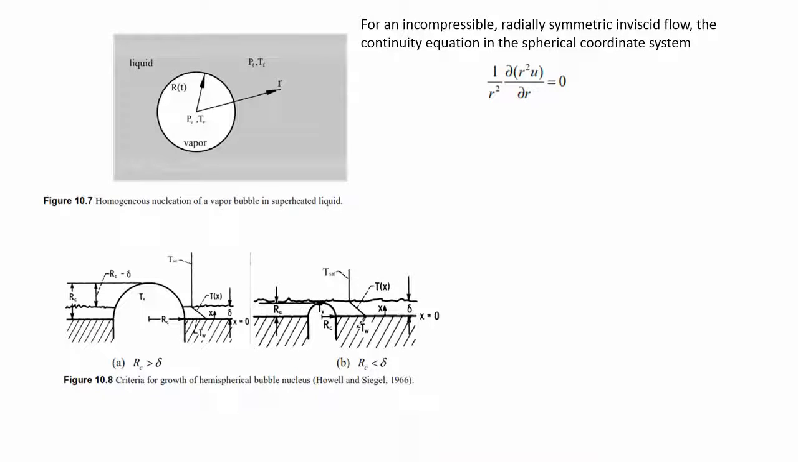So, Howell and Siegel, if you look at figure number 10.8, they examined how the bubble from a single nucleation site of known diameter grows. This nucleation site's diameter varied anywhere between 0.1 to 1 mm, on a highly polished surface. How do these bubbles actually grow?